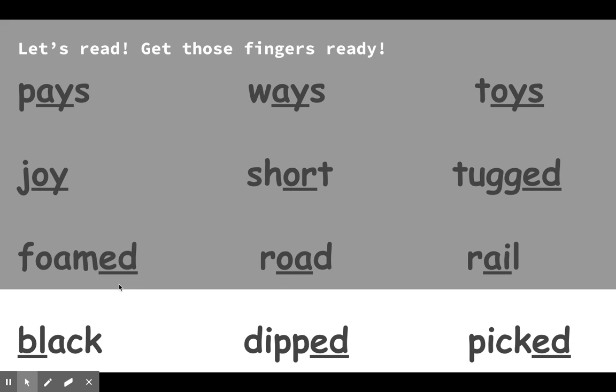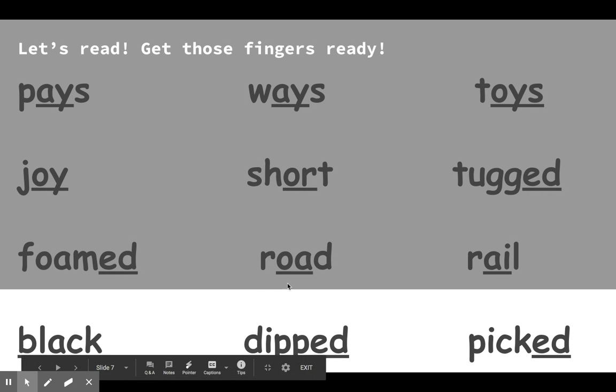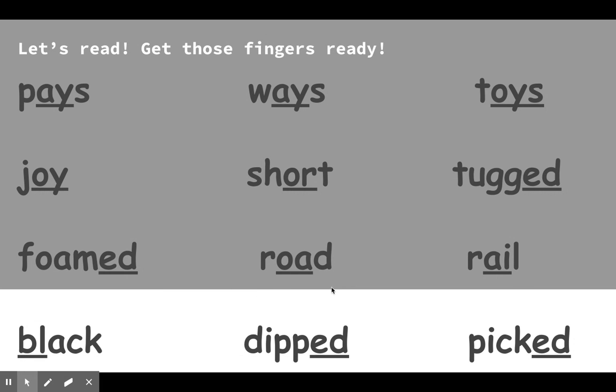F-o-m-d, foamed. Like the soap foamed when I rubbed it on my hands. Here's my OA again that says O. Remember, he never, ever, ever goes at the end. And here he is in the middle. Here we go, fingers up. R-O-D, road. Like what road do you live on?